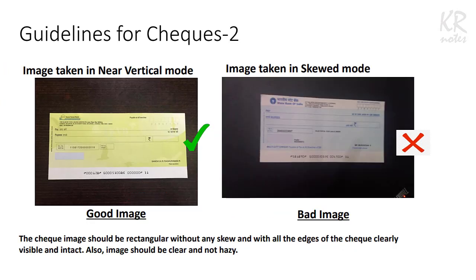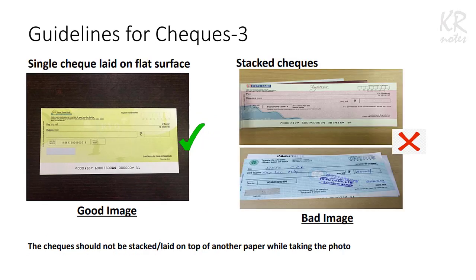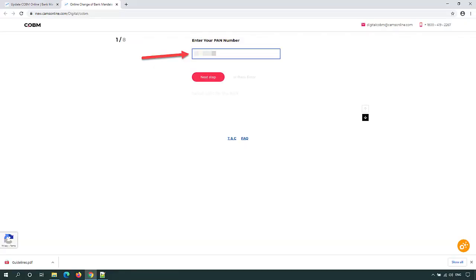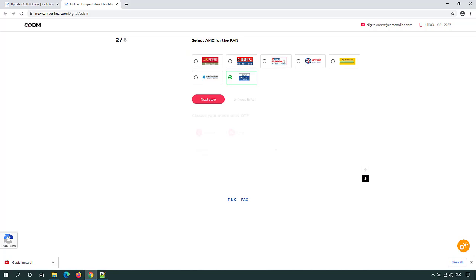There are also good do's and don'ts explained in the guidelines, which I am flashing on this video. This includes the image position and the image quality. Okay, back to step 1. I have entered my PAN number here and clicked on the next step. In the second step, I select the mutual fund company where I want to make this change, and in this case it's Tata Mutual Fund.